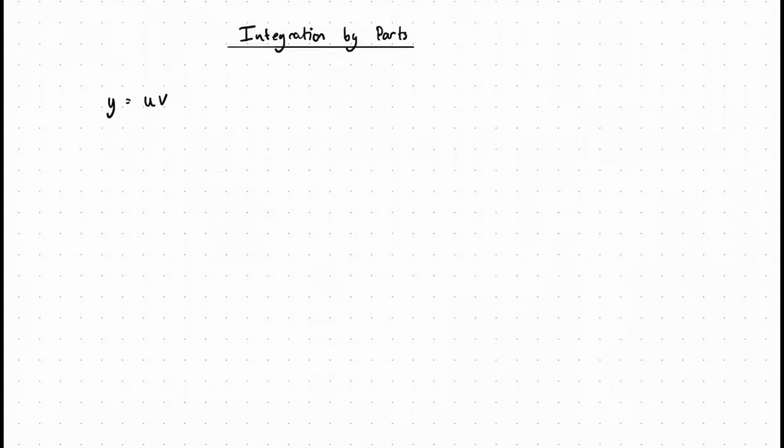Integration by parts is basically a reverse product rule, and it allows you to take an integral such as x e to the 2x, which has no straightforward integration, and treat it like a product rule question and reverse it. So first thing to do is just have a quick recap of the product rule.